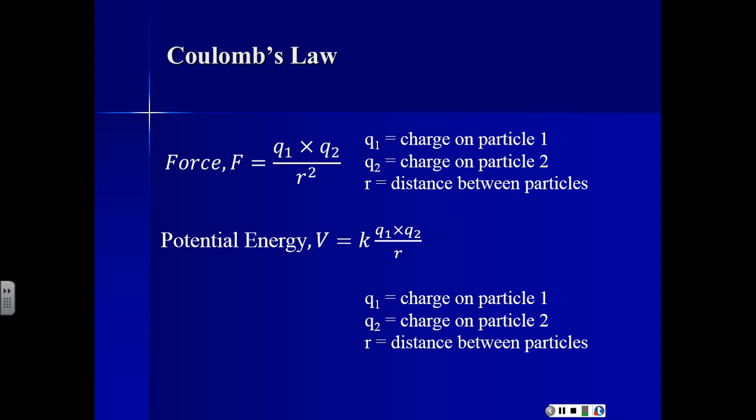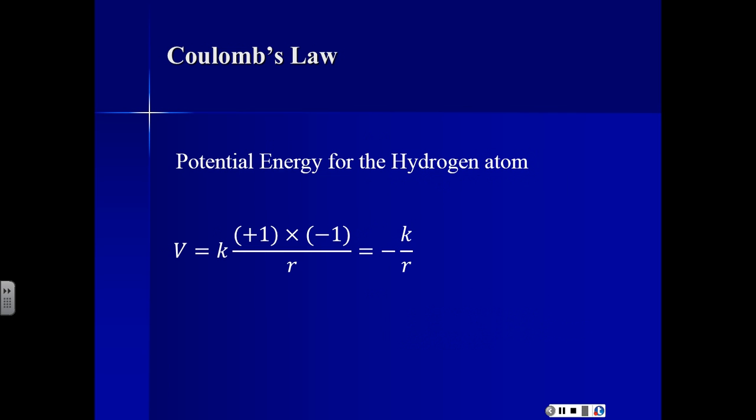Potential energy in this case is more useful to us. K is a proportionality constant that we don't have to worry about. Q1, Q2 and R have the same meanings as in the original Coulomb's law. Notice that the R term is not squared in the energy equation. In an atom, we can consider Q1 to be the nuclear charge and Q2 to be the charge on an electron. Thus, for the hydrogen atom, we would calculate V is equal to K times plus 1 for the proton times minus 1 for the electron all over the distance R, and we would get negative K over R. Therefore, the potential energy is a negative quantity.